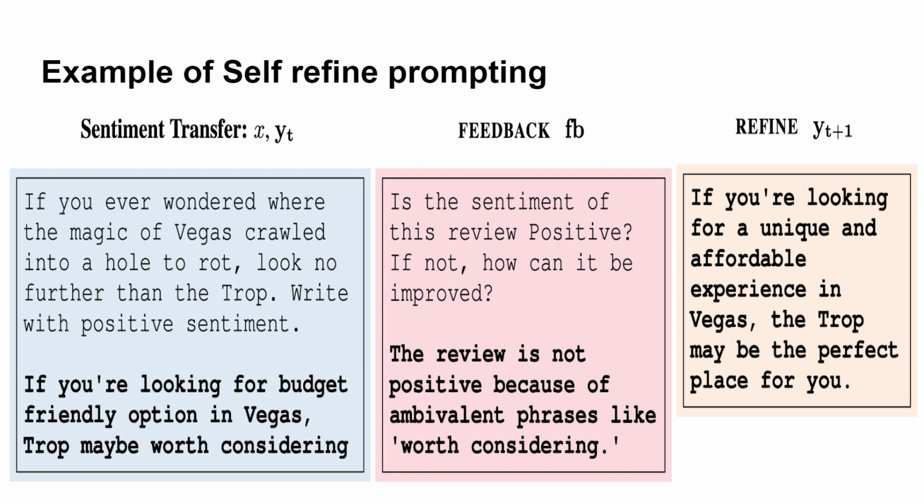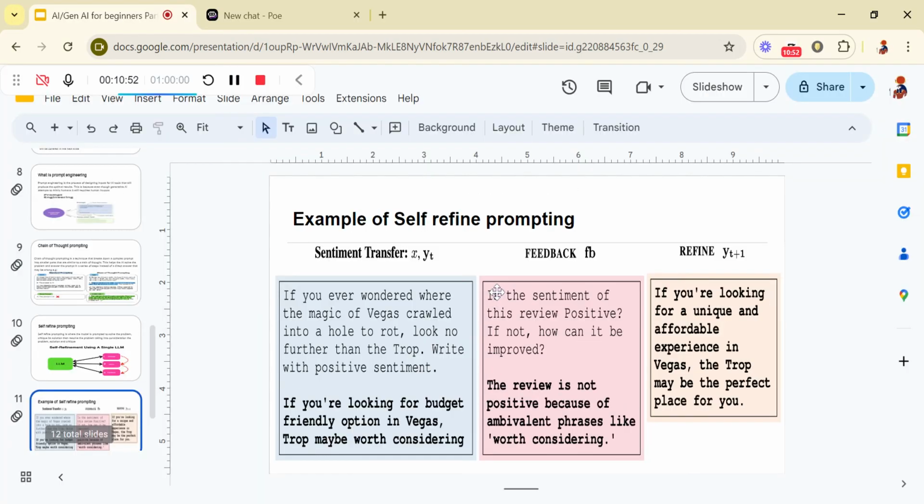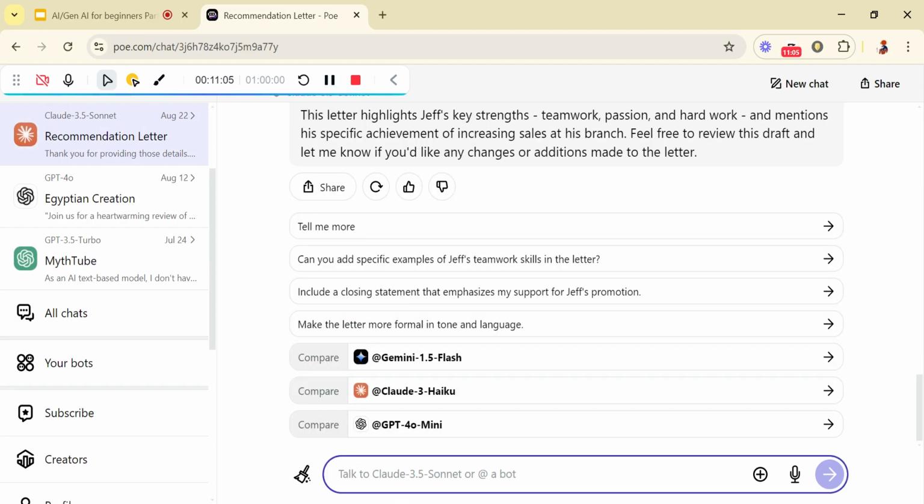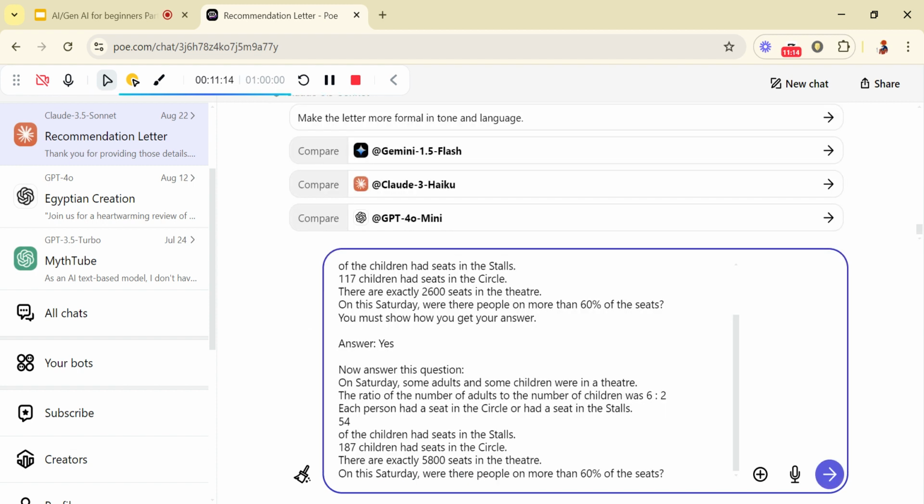Now I'm going to provide a demonstration of both chain of thought prompting and self-refined prompting. This is Poe, which is a website that houses various different chatbots that can be used to answer various queries. Here we're going to show it a basic chain of thought before we show it a more complex chain of thought and compare the answer.